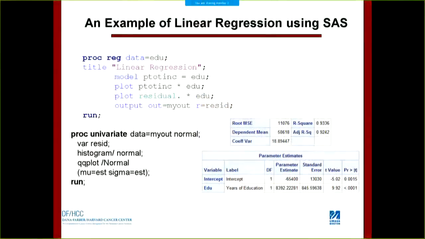Okay, so for the linear regression, I will present the SAS program here. We can use PROC GLM, and we can also use PROC REG, the regression procedure, with data equal to edu. I import the educational data here, and I use the title command and the model, which is personal total income equal to years of education, and I'm going to plot the personal total income versus years of education, and do the residual plot here.